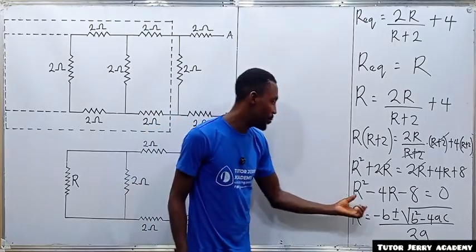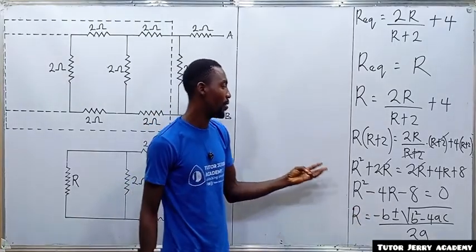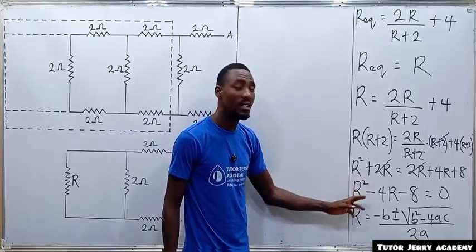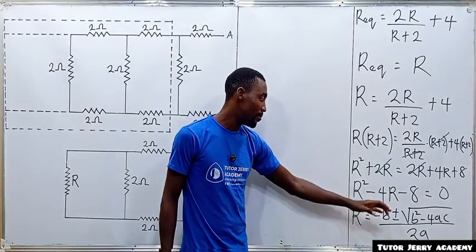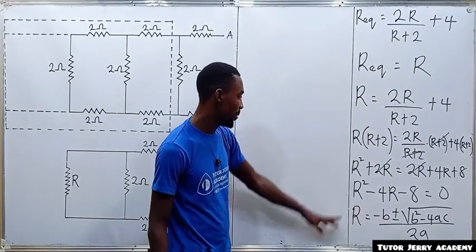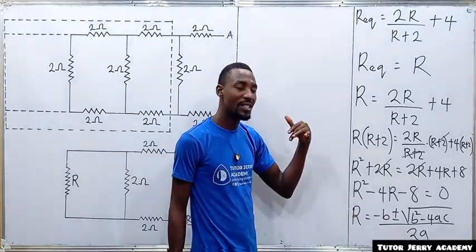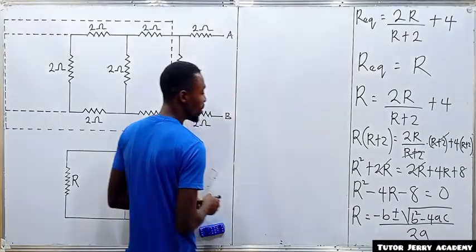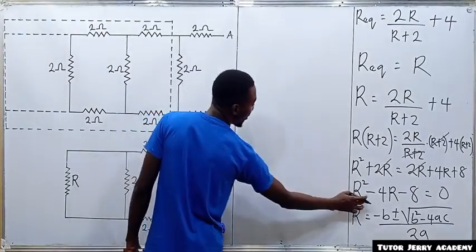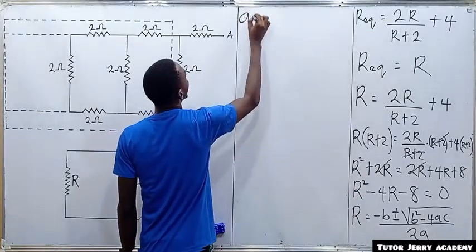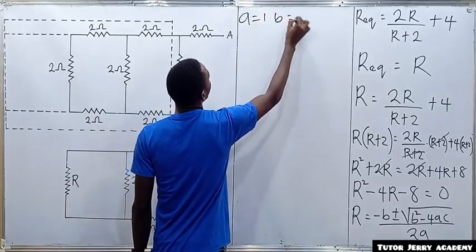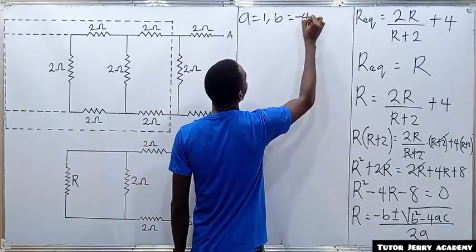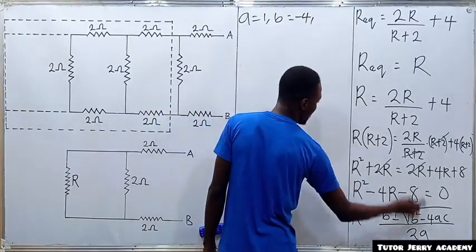We are going to be bringing out all the coefficients of A, B, and C. Now, what A is, what B is, and what C is. Now, we know that from quadratic equation, the coefficient of R square is A. A is equals to what? 1. Because the coefficient of R square here is 1. So, A is equals to 1. B is equals to what? B is equals to negative 4. C is equals to what? Minus 8.